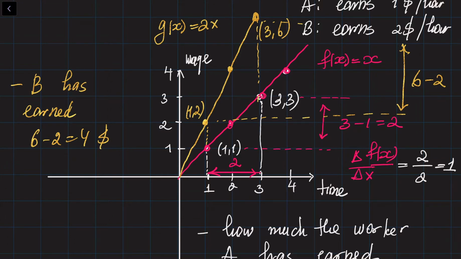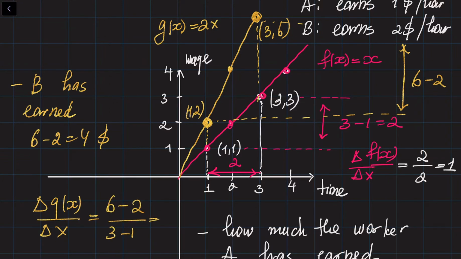And at the same time, we can do this for the second worker. If I would like to understand how fast the wage of worker B is changing, it's going to be delta g of x divided by delta x. If you choose this point and this point, it's going to be 6 minus 2 divided by 3 minus 1, which is essentially 2, right? So the rate of change of the wage of worker B is going to be $2 per hour.